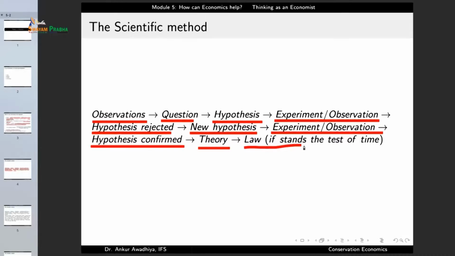But then, if a theory stands the test of time, so we test it in different locations, we test it in different periods of time, we test it under different circumstances. And every time we find that it is actually the price of transportation that determines the quantity of food grains that are supplied by the sellers to the market. If that happens, then we will upgrade the theory to the level of a law. And then we'll call it the law of, say, governance of quantity of food grains supplied to the market.